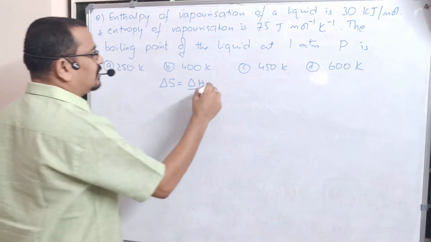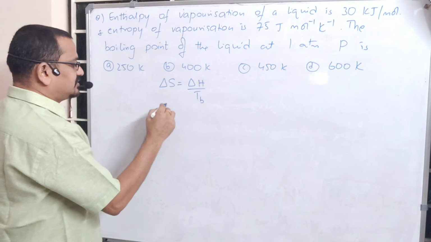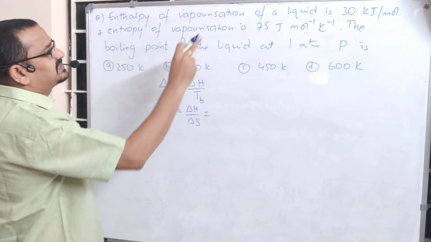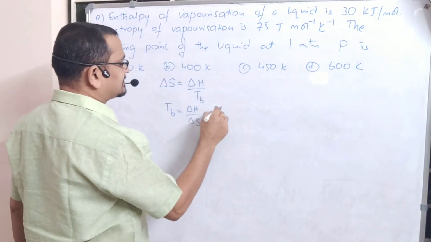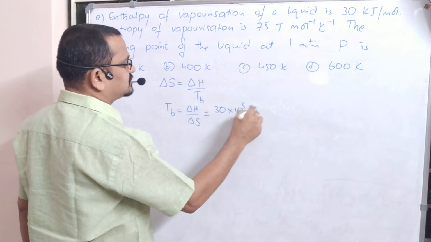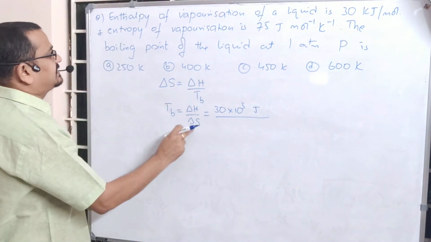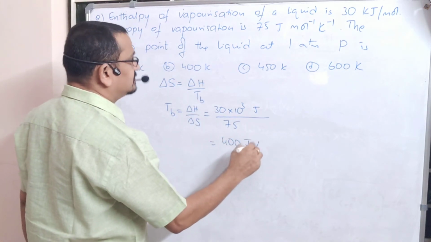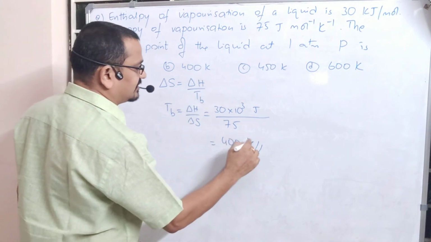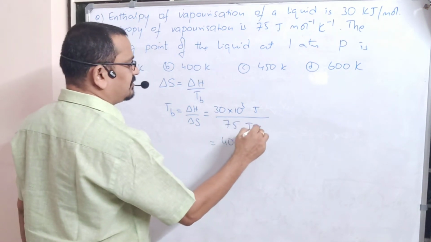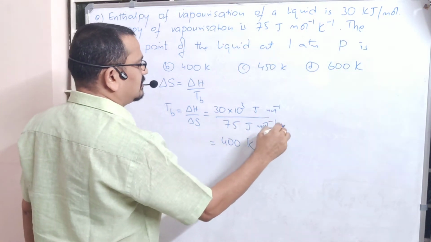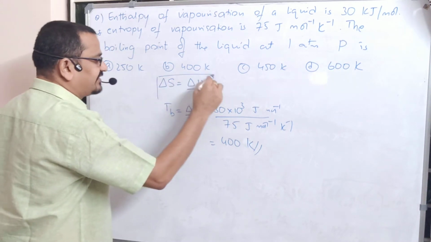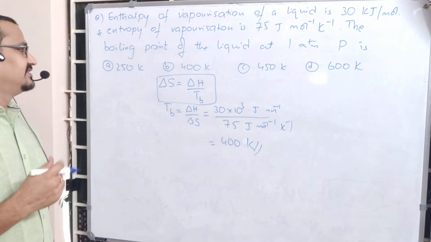Got it? Now, what is T? T stands for the boiling temperature. So we need to find this boiling temperature as delta H over delta S. What is delta H given? The enthalpy of vaporization is given as plus 30 kilojoules, meaning 1000 joules, over delta S. The entropy of vaporization is given as 75. On simplification, we get 400. So 400 Kelvin, because this is joule per mole and that is per mole per Kelvin, so Kelvin will be left. This is one simple numerical on this relation. Just to remind you of this relation, I gave this numerical.